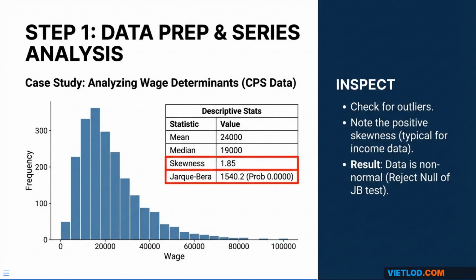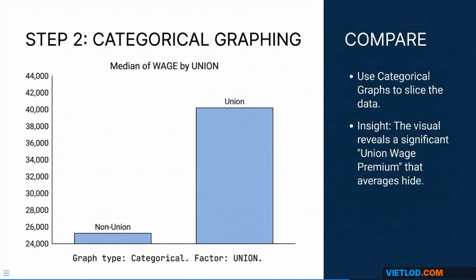The first step in our analysis is to prepare the data and analyze individual series. We start by inspecting the wage series from our CPS data. The histogram shows clear positive skewness, which is typical for income data and suggests the presence of outliers. The descriptive statistics confirm this, with a skewness value of 1.85 and a Jarque-Bera test probability of 0.0000.